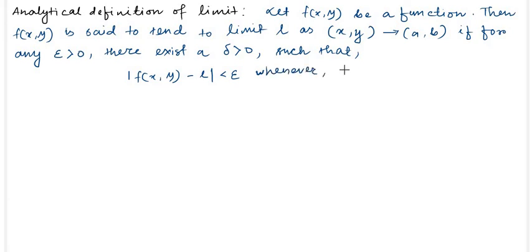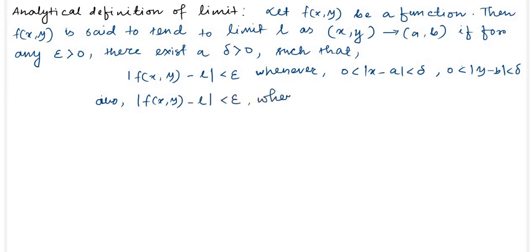whenever 0 is less than mod of x minus a less than delta, and 0 is less than mod of y minus b less than delta. Or correspondingly we can write this condition like this also: mod of f(x, y) minus L is less than epsilon whenever 0 is less than (x minus a) whole square plus (y minus b) whole square less than delta square.